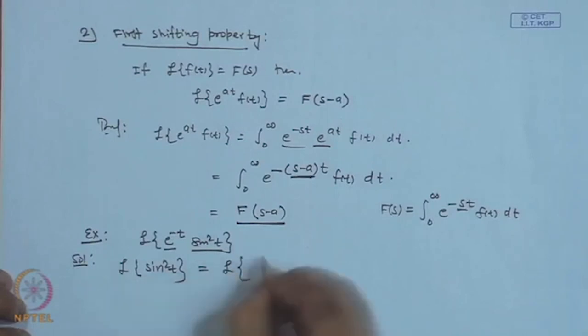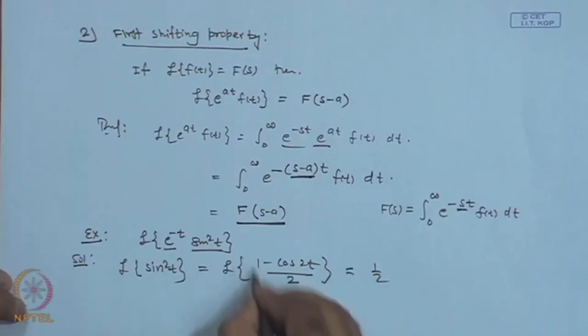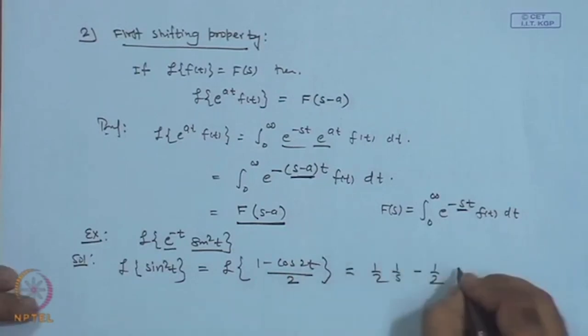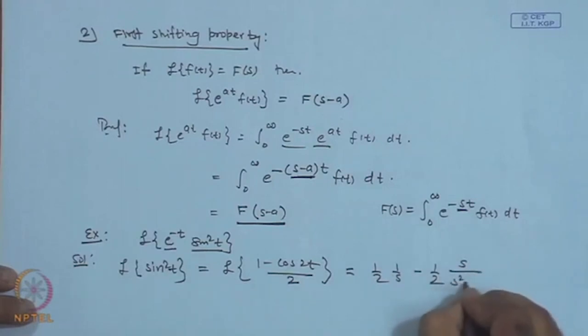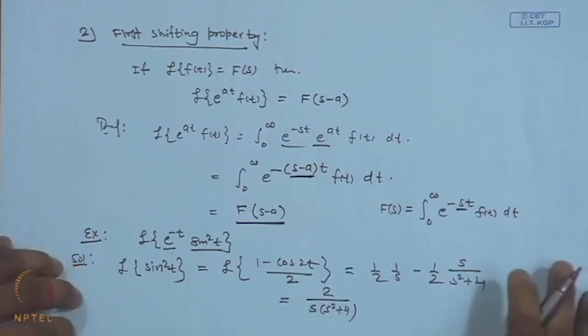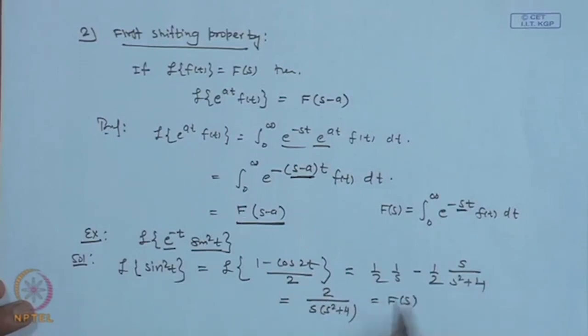Here we can write sin^2 t as (1 minus cos 2t) over 2, and then apply the linearity property. So we have half, and the Laplace of 1 is 1 over s. We have minus half the Laplace of cos 2t, that is s over s^2 plus 4. So we get 2 over s(s^2 plus 4), because the 4 and the 2 will cancel, and then 2 over s(s^2 plus 4). So this is our F(s).